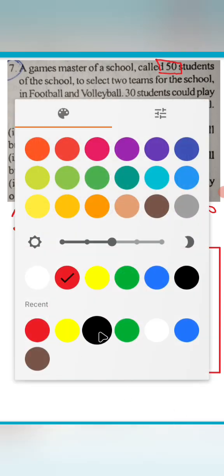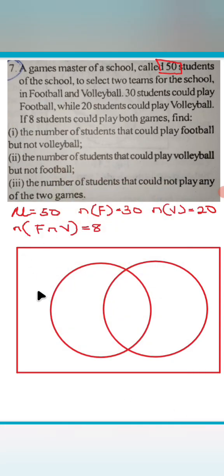So now considering these two circles, the first one I'm going to label as number of football. So this is going to be 30. And the second one is number of volleyball. This is going to be 20. And here, this is the universal set, which is 50.